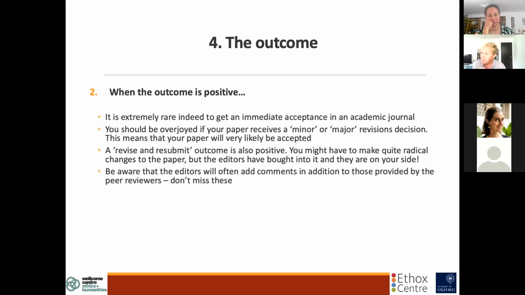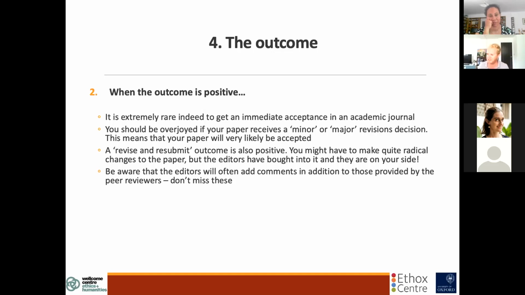Be aware that the editors will often add their personal comments to those of the reviewer. People sometimes miss these, but in many ways they're the most important. What the editor says about how you should interpret the reviewer's comments, or additional things that they would like to see, are in some senses the most critical because they're the people who make the final decision. So don't miss those, and sometimes they can be missed because they're in a different part of the body of the decision letter.